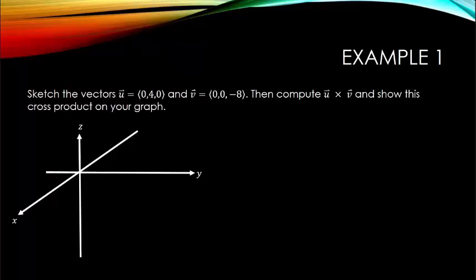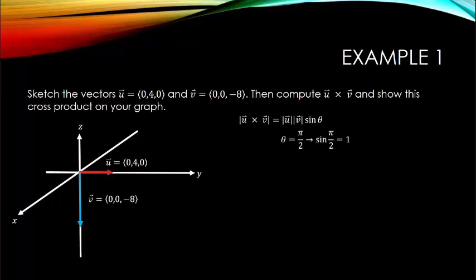I want to sketch the vectors u given in component form as 0, 4, 0, and the vector v given in component form as 0, 0, negative 8. Then I want to compute u cross v and show the cross product on my graph. My first vector u lies along the positive y-axis. The vector v lies along the negative z-axis. The magnitude of u cross v is the magnitude of u times the magnitude of v times the sine of theta. Theta in this case is pi over 2 because the z and y axes are orthogonal to each other. This gives me sine of pi over 2 is equal to 1.